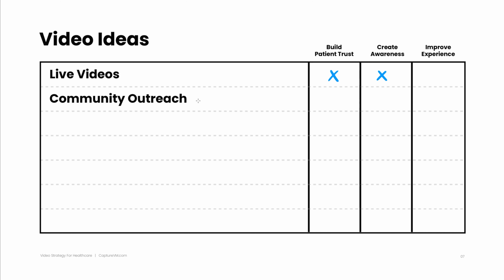So next up would be community outreach videos. If you're holding a volunteer event or maybe you're hosting a 5K, you can create a video promoting that event or maybe showing a recap of the event. This is a really great way to create awareness in the community and provides a great way for some organic engagement.